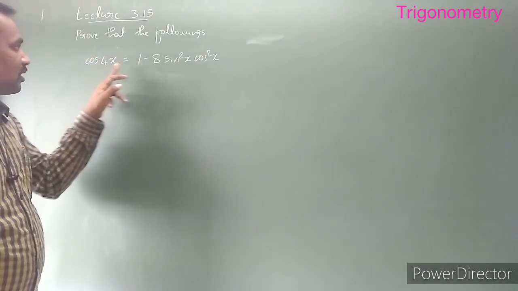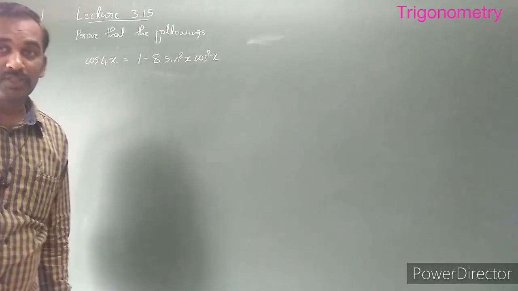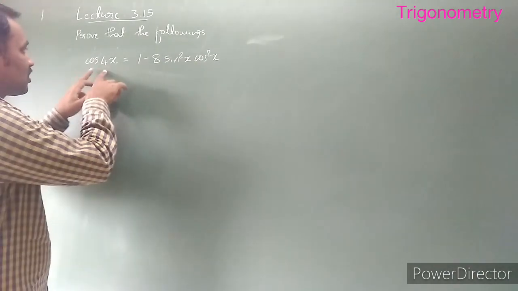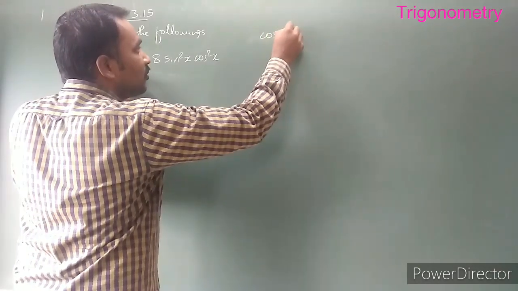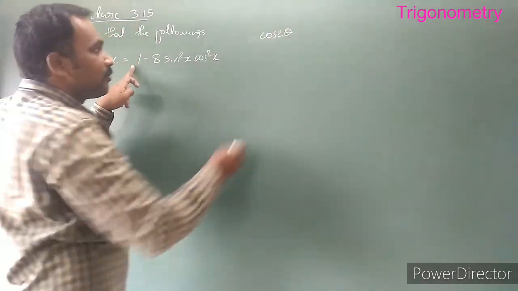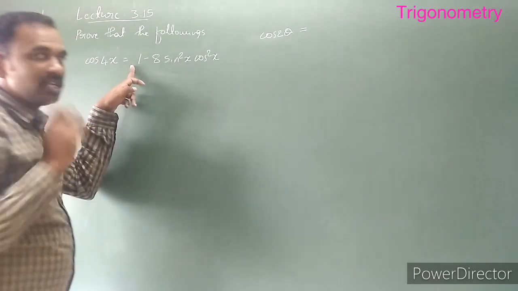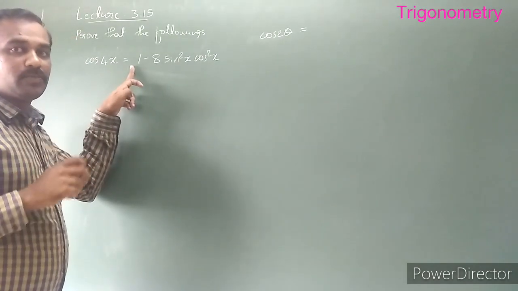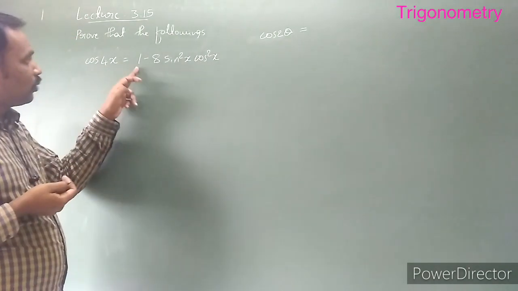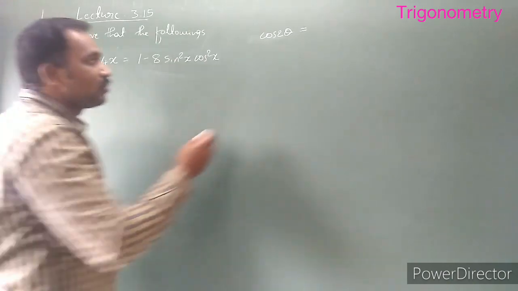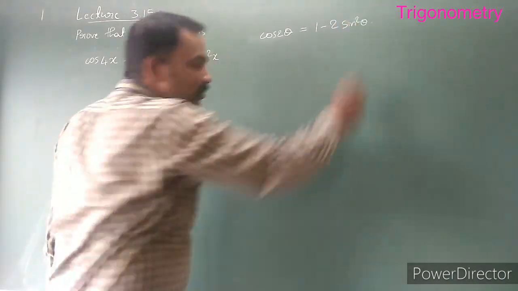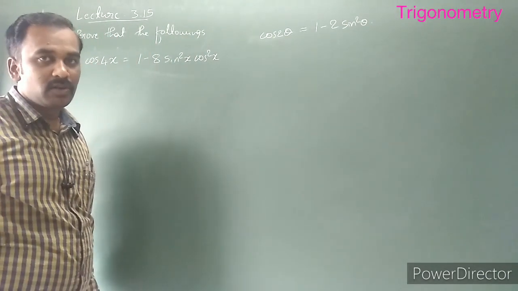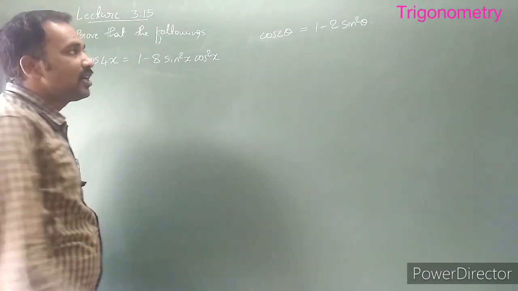Cos of 4x is on the left. On the right hand side, sin and cos both ratios are there. So I just use the cos of 4x, or rather the cos of 2x formula. What is cos 2 theta? Cos 2 theta has totally 4 forms. Out of the 4 values, which one is suitable here? 1 minus 2 sin square theta. So cos of 2 theta is equal to 1 minus 2 sin square theta.